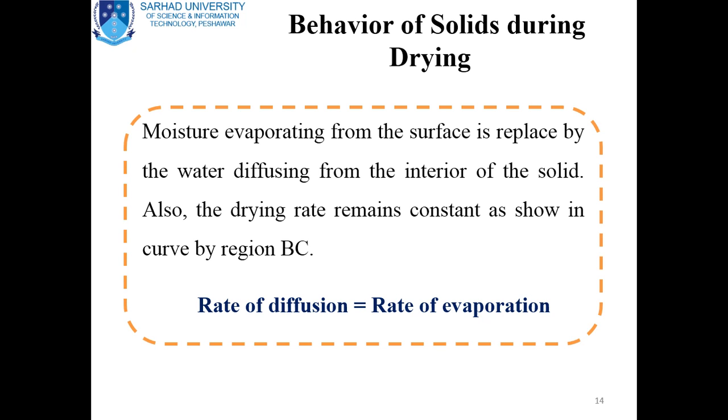The continuous film formation occurs because the material has water content in the interior of the solid material that is diffused, and similarly the moisture that is evaporating is replaced by similar diffusing water from the interior of the solid material. So we can say that the rate of diffusion from the interior of the solid, for the film formation, becomes equal to the rate of evaporation. Both are equal at this step.